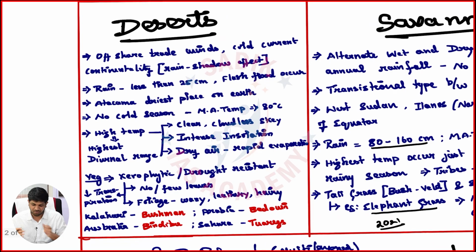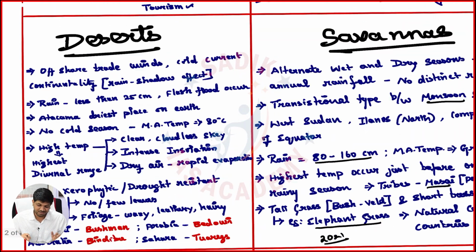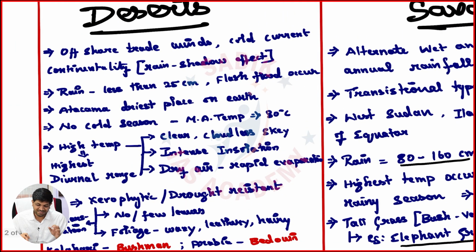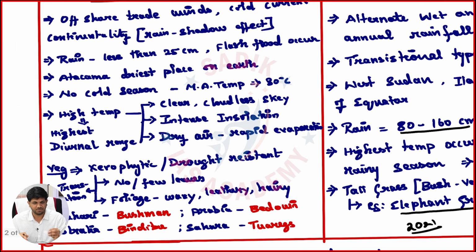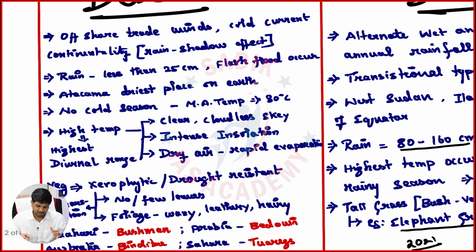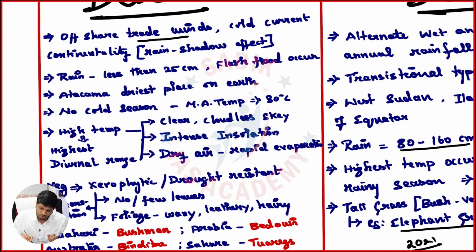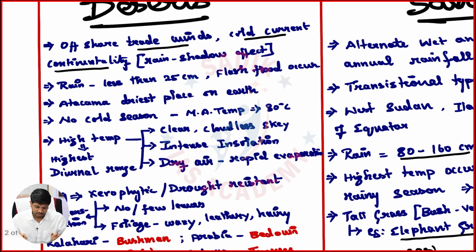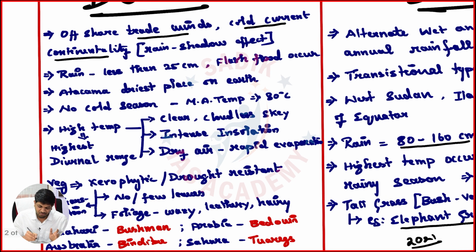And to the left of savanna, it is deserts which have been created. The deserts have been created because of many reasons, 4 to 5 reasons are there, friends: subsiding air, offshore trade winds, cold currents and continentality. These are the important reasons for which the deserts are forming. And in this, the average rainfall is very low. There will be a random occurrence of flash floods.